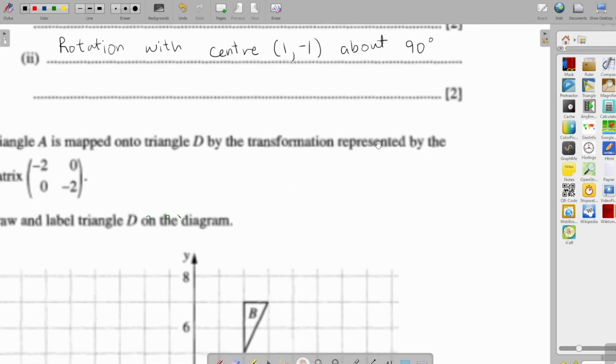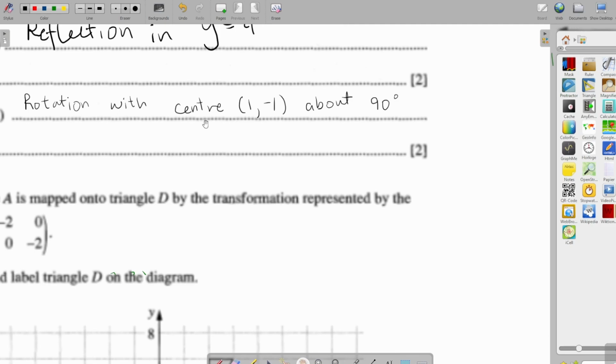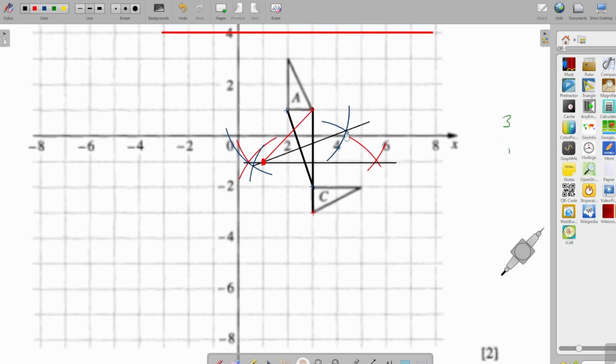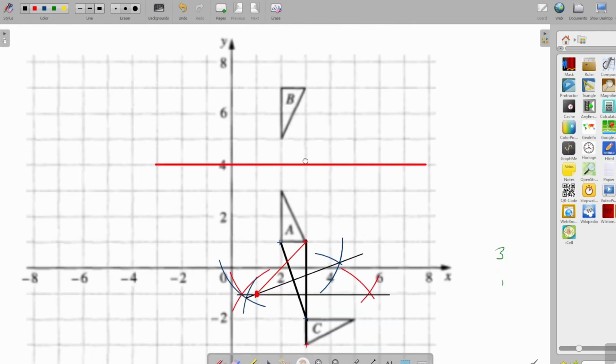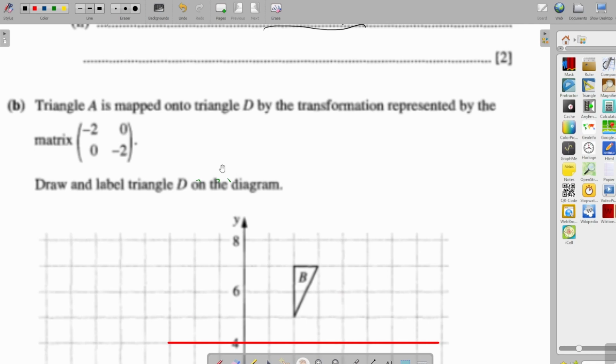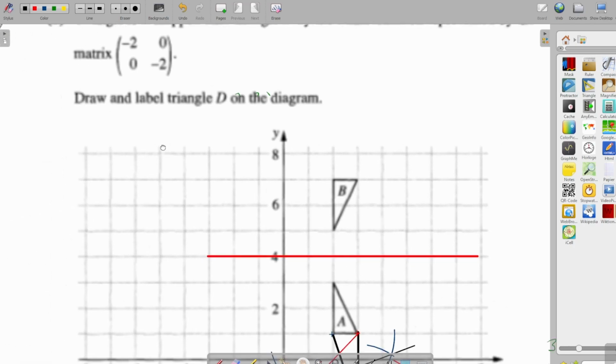I've just written it in a weird way, but it covers all three things that we need: we identified that it's a rotation, we identified the center, and we identified how many degrees it's being rotated by. So let's look at the final part. Triangle A is mapped onto triangle D by the transformation represented by this matrix. And then we just need to draw and label D.